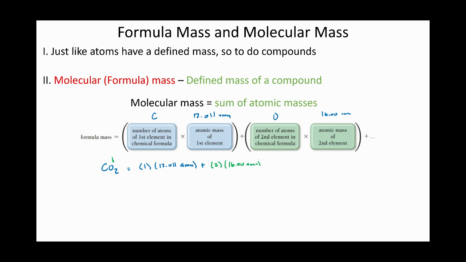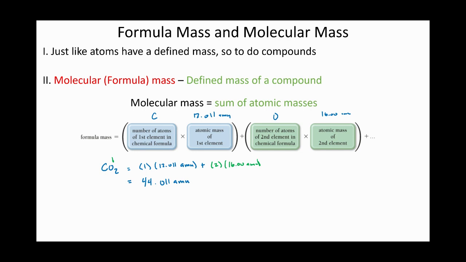You go ahead and multiply that all together. What you would get is that for CO2, we would say that the molecular mass, because CO2 is a molecule, a covalent compound, is 44.011 AMU. That's for CO2.